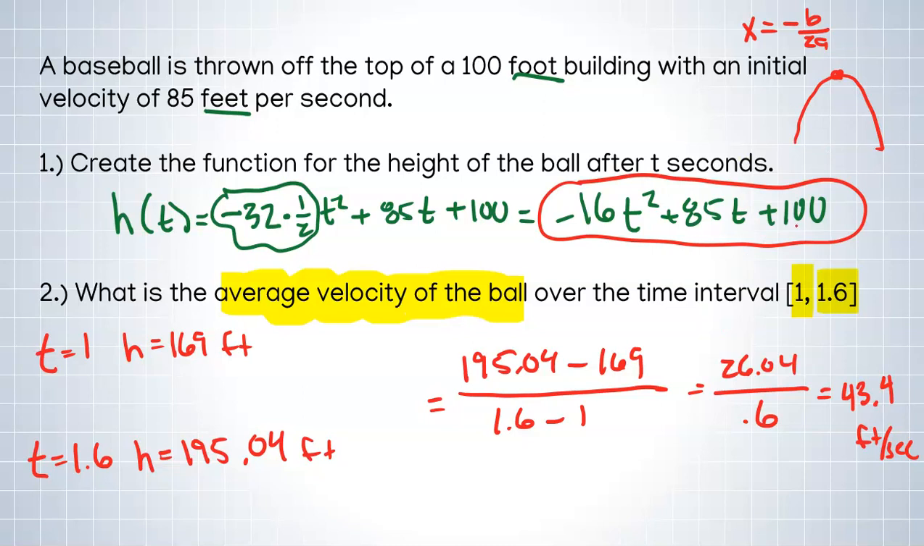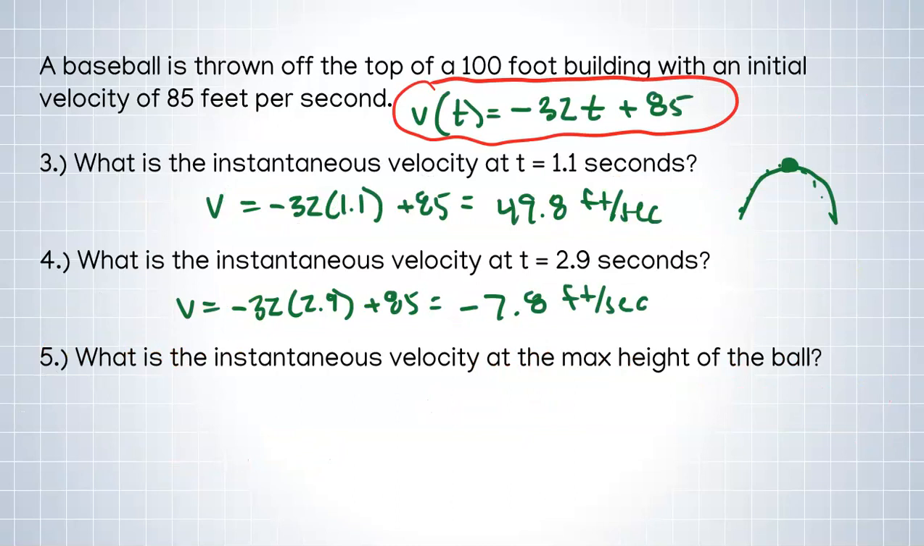Now I'm not using my derivative here. I'm going all the way back to my height function. That's going to be negative 85 over twice a, which is negative 32. Negative 85 divided by negative 32 is 2.65625. So that means I just figured out that at a time of 2.65625 seconds, the ball is at its very peak.